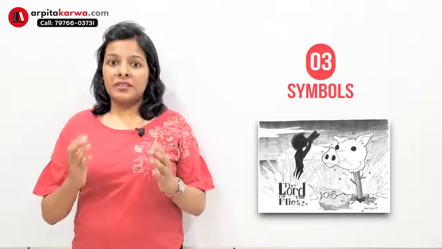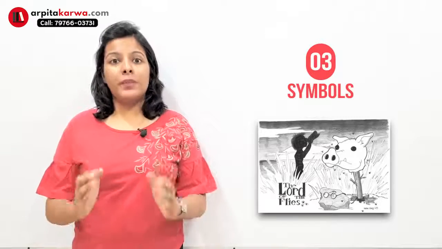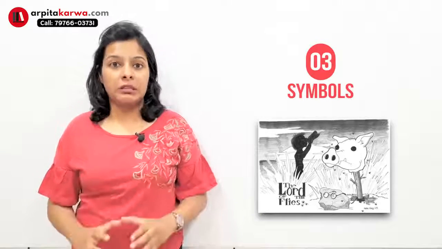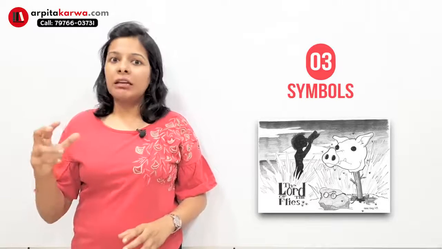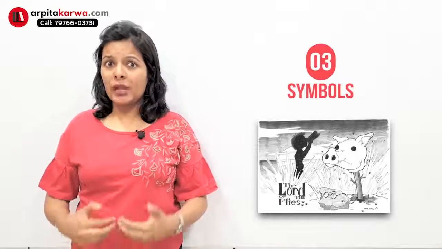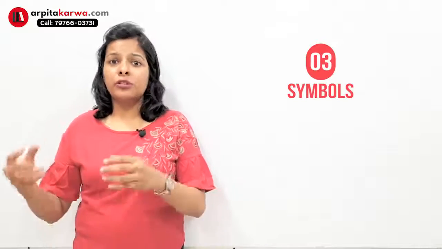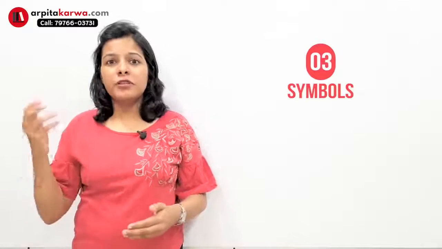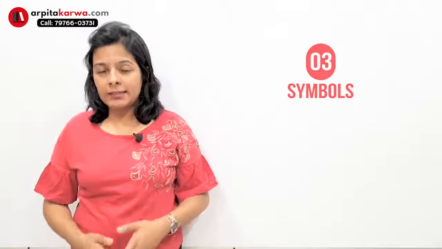So you always make sure that you make at least a short note on each of the symbols which is present in the work. A paragraph-long note should be there on different symbols, so that if a question comes on symbol, you can just jot down the lines which you have written under different symbol headings.